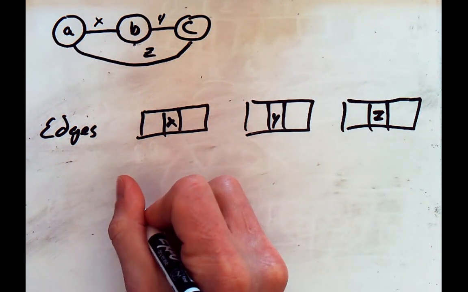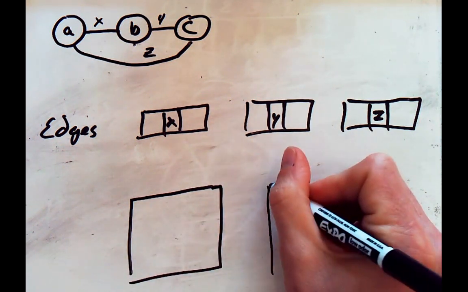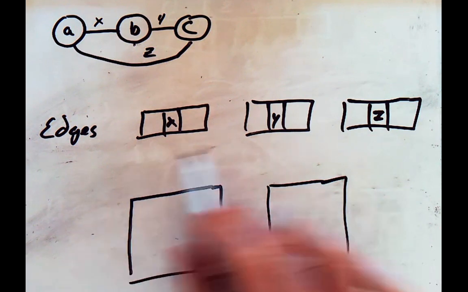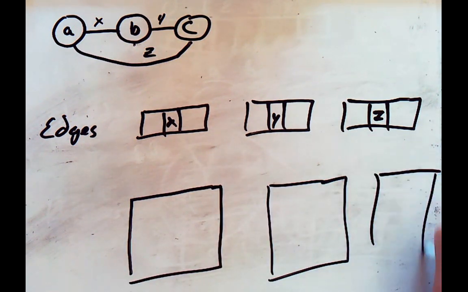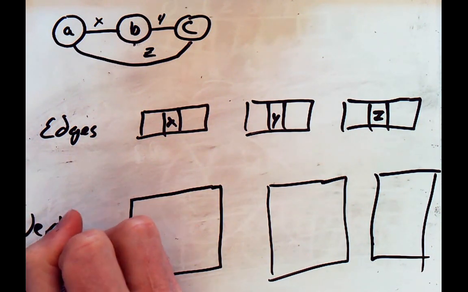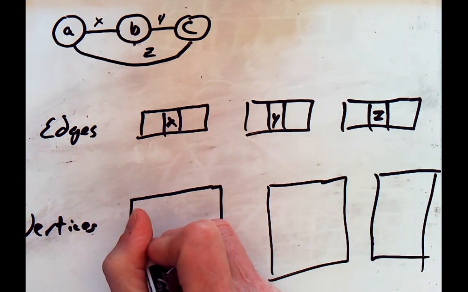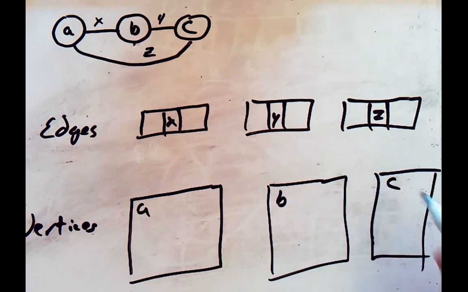Okay, now I'm going to draw my vertex objects, and these are going to be a little bit more complicated. So I'm going to draw them as kind of big boxes. Remember that all of these edges are in some sort of a collection, maybe a list, maybe a set or something. So we'll also have all of our vertices in some sort of a collection, again, maybe a list, maybe a set. So I'm going to go ahead and label these A, B, and C. Now what's more complicated about these is, in addition to their label and any other data about the vertex itself, each of these has a list or a collection itself of the edges that connect to that vertex.